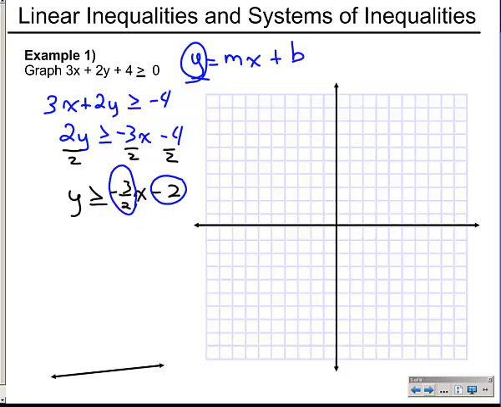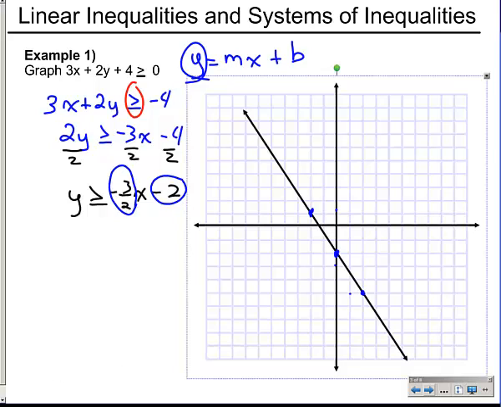So my first dot goes at negative 2, which is right here, and I can go down 3 and over 2 to apply my slope. So go down 1, 2, 3 and over 1, 2, or I can go up 1, 2, 3 and over 2. And since I have an equal to sign right here, I'm going to use a solid line.